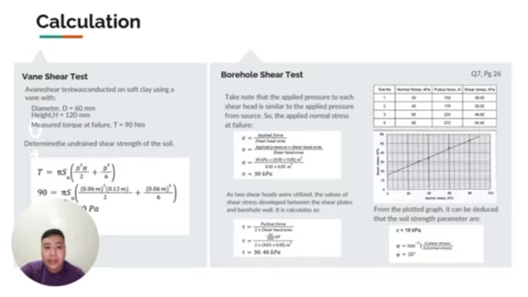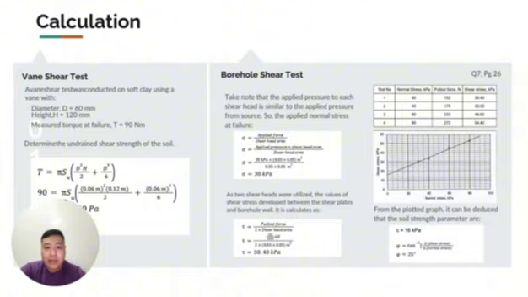Next is the borehole shear test calculation. In this test, pressure is applied equally to the shear heads. Therefore, the applied pressure becomes the normal stress at failure. Since two shear heads are used, the total shear stress developed between these plates and the borehole wall is calculated accordingly.